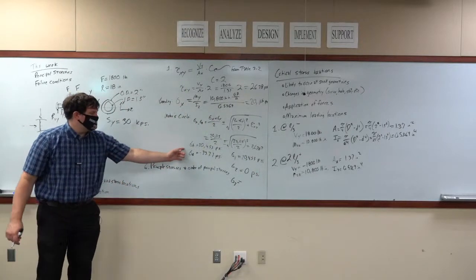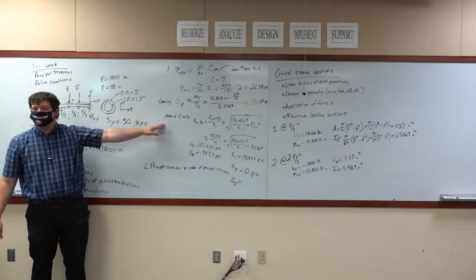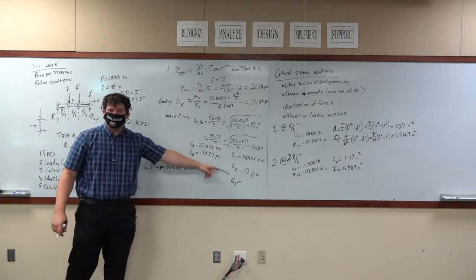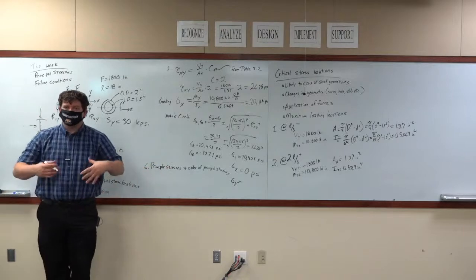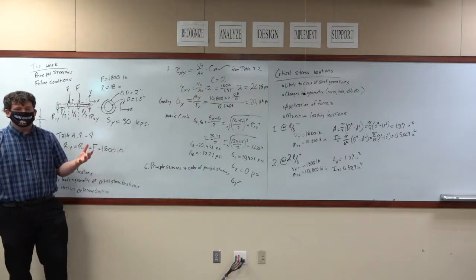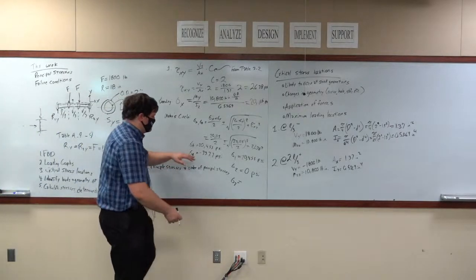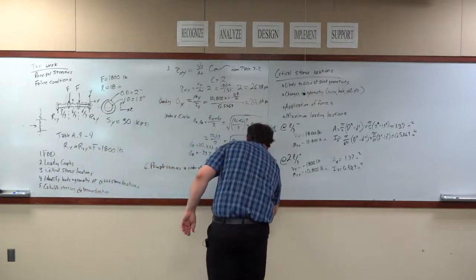It's 0 because, quite frankly, when we stated that this is planar stress, we stated that one of our principal stresses has to be 0. We have no stresses in the z direction, so our principal stress in the z direction is going to be 0. And then this is our sigma 3, which is negative 337.7 psi.